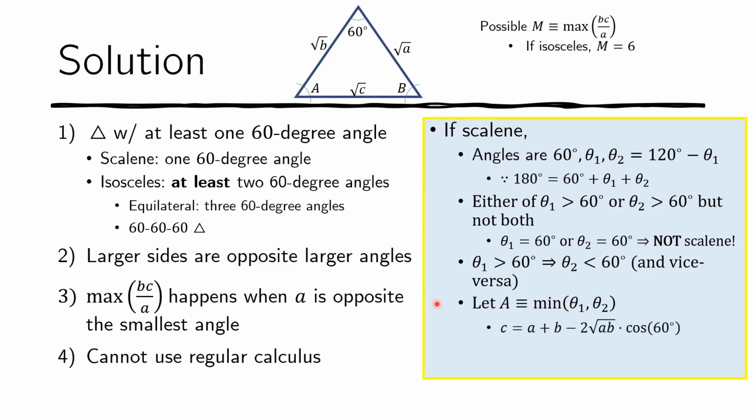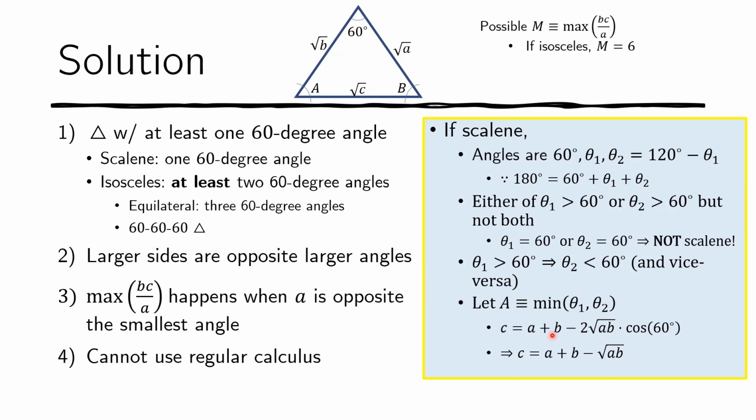In that case, if we recall the cosine law, then we have the square of the side opposite the 60 degree angle equals the sum of the squares of the other two sides, so the square of this plus the square of this, minus 2 times the product of the other two sides, so the product of this times the cosine of the angle opposite this side. The angle opposite this side is 60. So cosine of 60, which is conveniently 1 half. Cosine of 60 degrees is 1 half. And so C equals A plus B minus square root of AB.